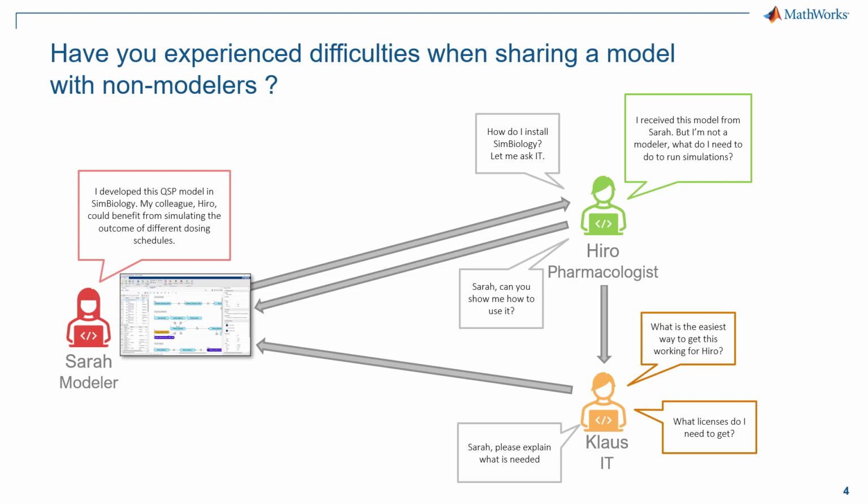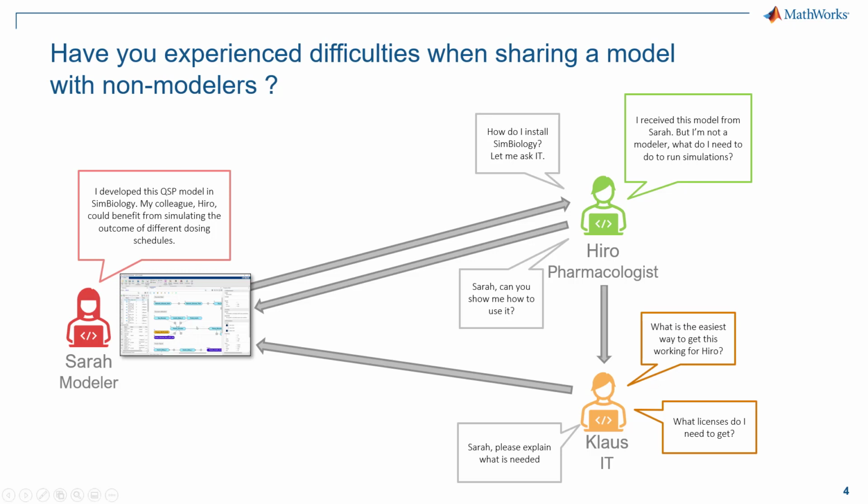Hiro needs to first wait probably to get the software installed on his computer. He will need to learn a new piece of software, even though he's not a modeler. And Klaus had to be involved as well. He had to install software on Hiro's computer. But what happens if someone else comes over and wants to use Sarah's model as well? And this person might be using another operating system. So he needs, again, to figure it out and install it on this person's computer. So there's really difficulties for everyone involved here.